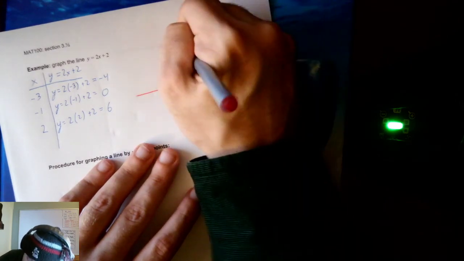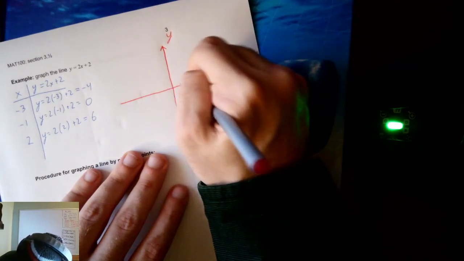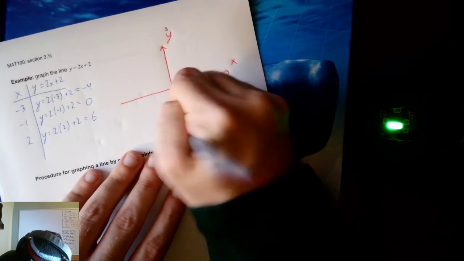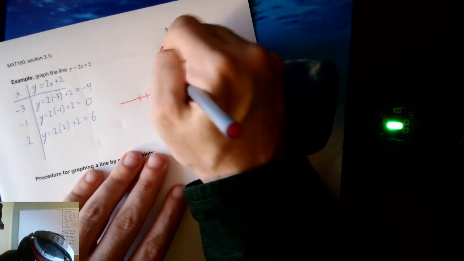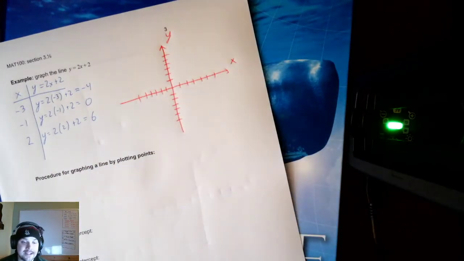So I'll draw my axes, I'll label them x and y, and then we'll put 1, 2, 3, 4, 5, 6 in each direction. We'll put in our axes, and now we're going to sketch our line.